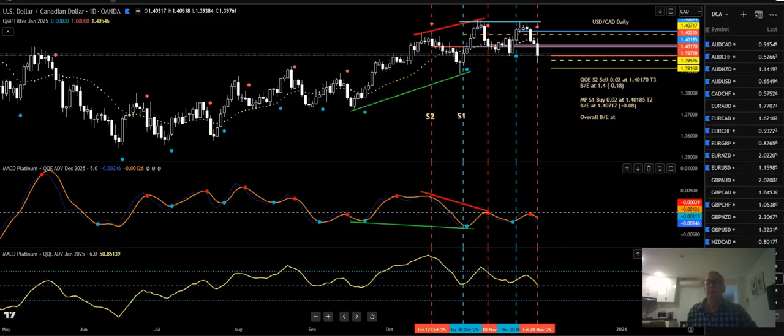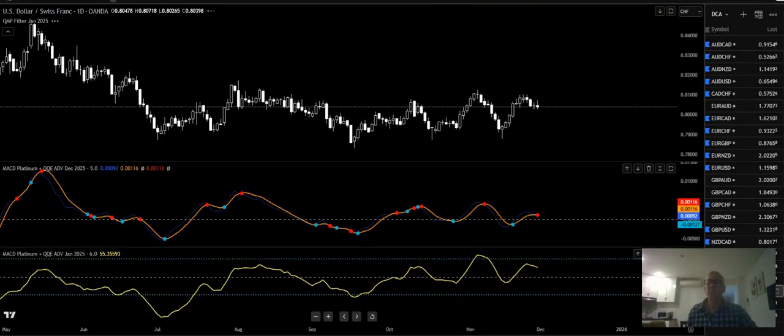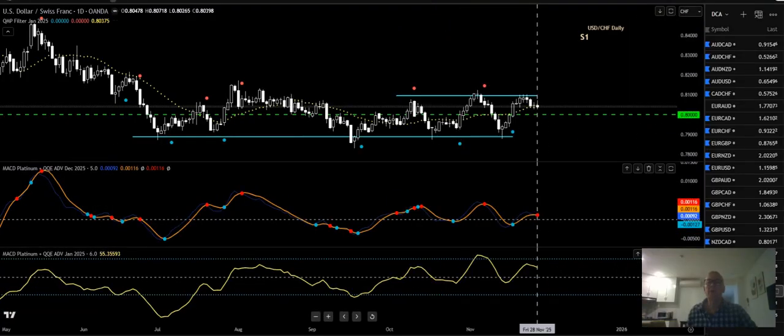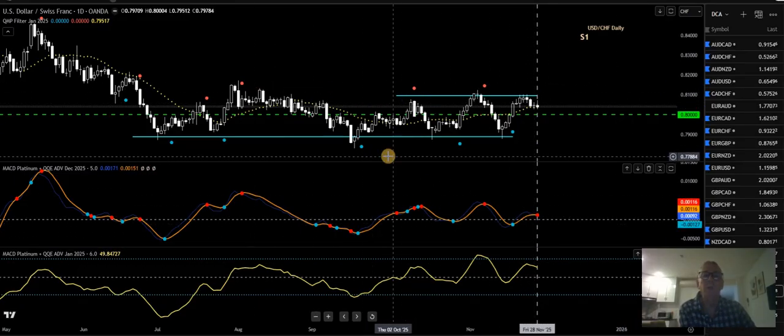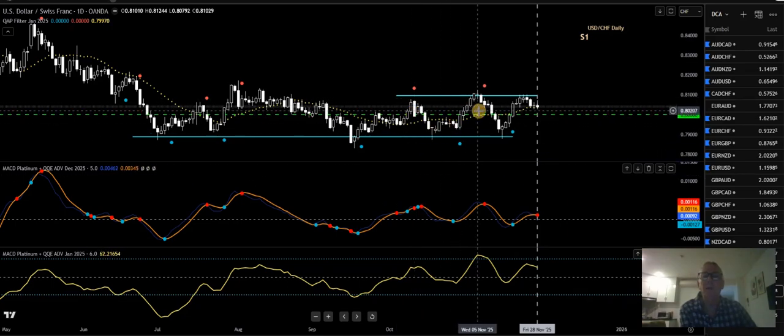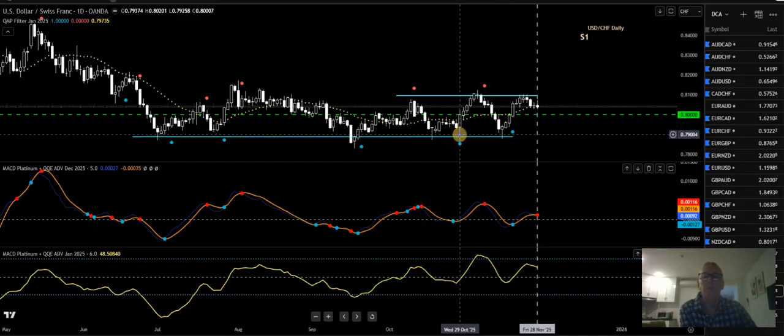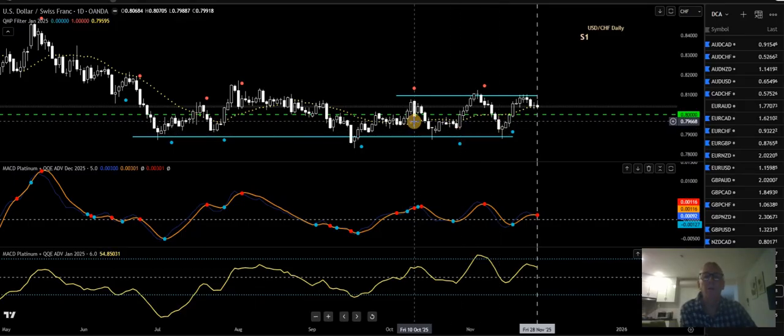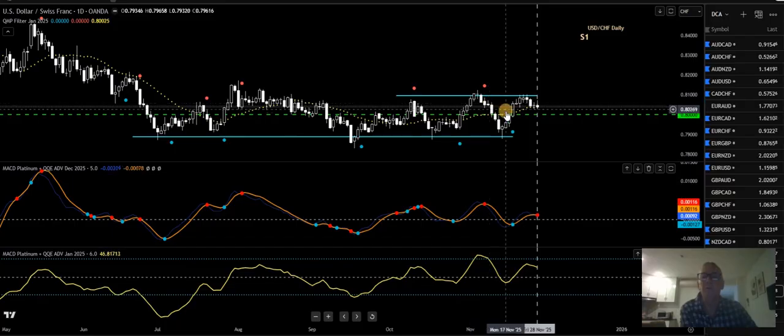All right, USD Swiss franc, going nowhere fast. We've got a red dot on the MACD platinum above the 0 level. We've just gone sideways. You can see all the trade signals there, and you just have a look. Like that one's a good sell there. I probably took that. I'm not sure if I took that buy. I definitely would have taken that sell.